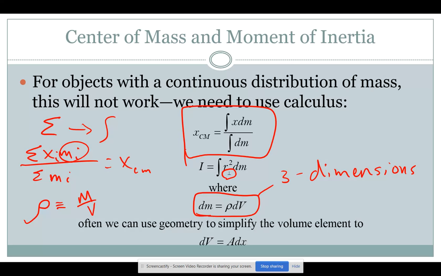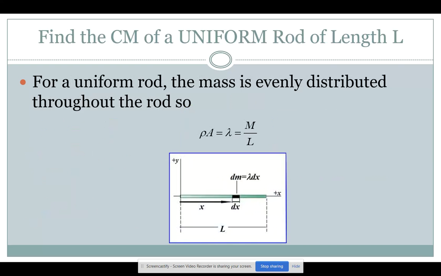So that is the basis of what we're going to be doing today. Right now, you probably have no idea how to apply any of this. So let's apply something in the simplest case. I have a uniform rod, and the mass is evenly distributed throughout the rod. What does it mean to say that the mass is evenly distributed? The density is a constant function. And so the density is equal to the mass over volume is equal to a constant.